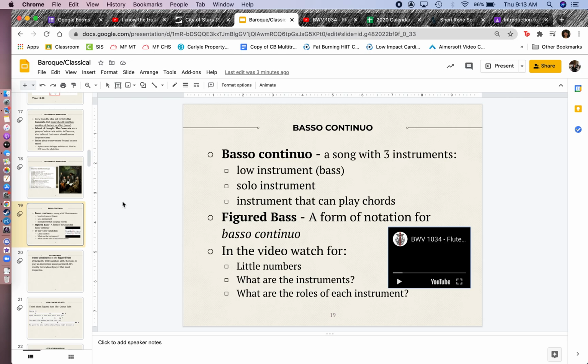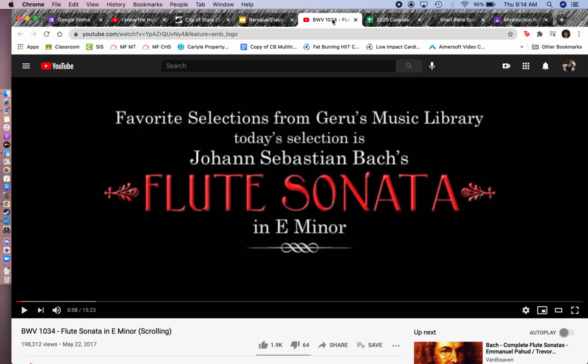Since we learned about the instruments that are involved in basso continuo, try and figure out what they are. The video probably will give you the answer. And then make sure you understand, what is the role of each instrument here? Is it the low instrument, the bass, the solo, or the instrument that can play chords? So we're going to try and figure all this out. And guess who it's by? Our good friend J.S.